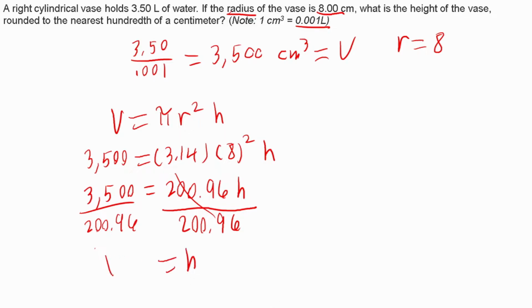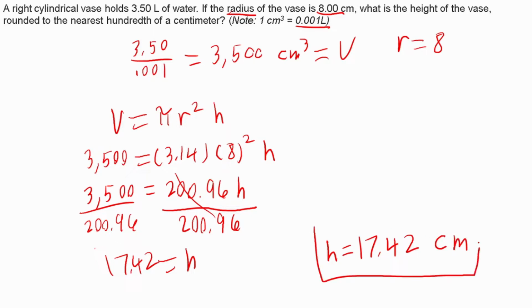h equals 17.42. Now I'm just going to rewrite this over on the side, nice and neat. 17.42, and my unit is going to be centimeters. And since this isn't volume, it's not centimeters cubed, it's just going to be centimeters because it's a measure of a length, the height. And there we go, we got our answer.